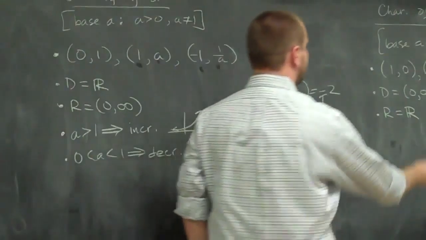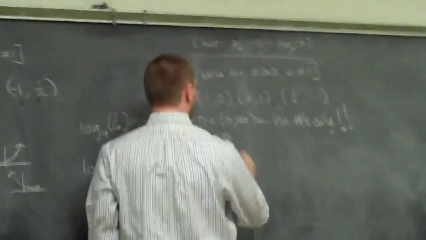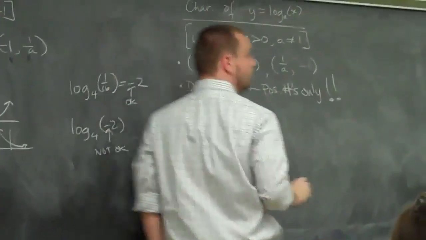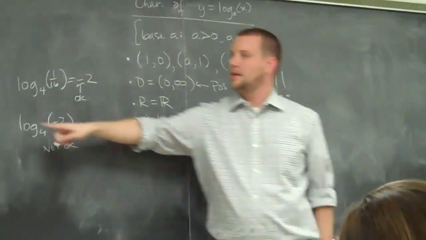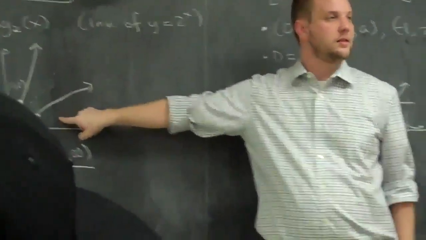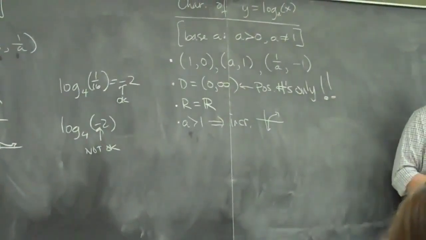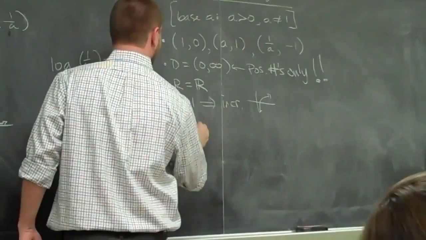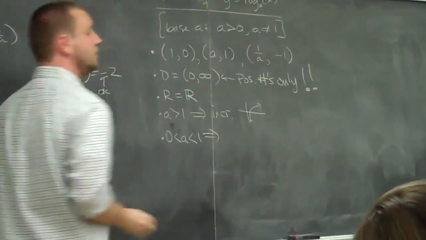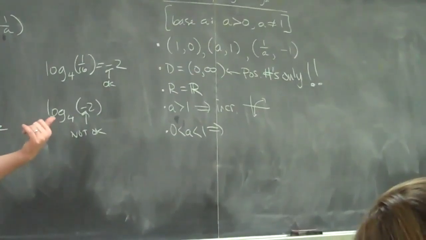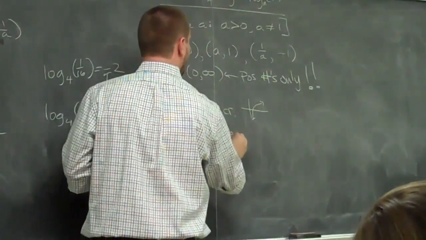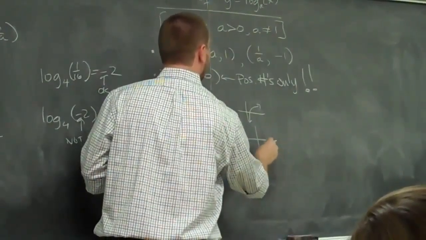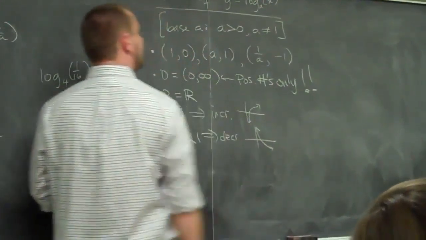If you have a relatively big base, if a is greater than 1, it's an increasing function, but instead of looking like this, it's going to look like this. And if you have a relatively small base, like log base 1/3, then you have a decreasing function. And it'll look like that.